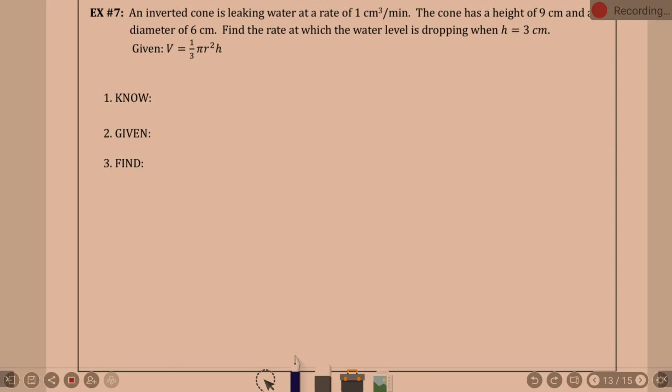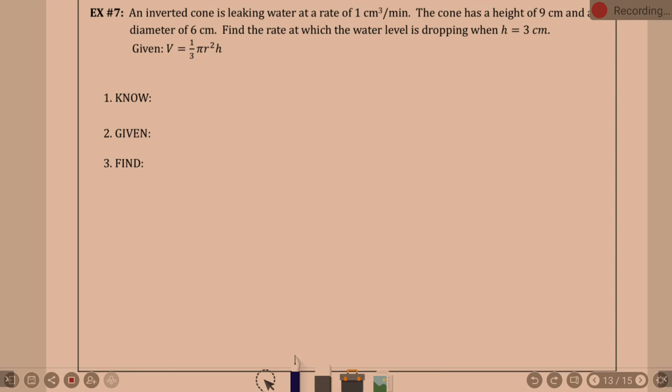Okay, an inverted cone is leaking water at a rate of 1 cubic centimeter per minute. The cone has a height of 9 centimeters and a diameter of 6 centimeters. Find the rate at which the water level is dropping when h equals 3 centimeters. Given volume equals 1/3 pi r squared h.